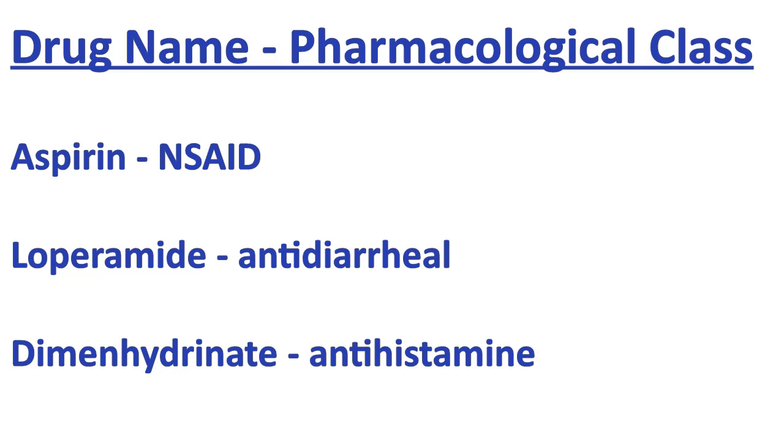The second important aspect of any drug is its pharmacological class. That is its place in the pharmaceutical classification of drugs. As an example, we can take aspirin. Its pharmaceutical or pharmacological class is NSAID, that is non-steroidal anti-inflammatory drug.